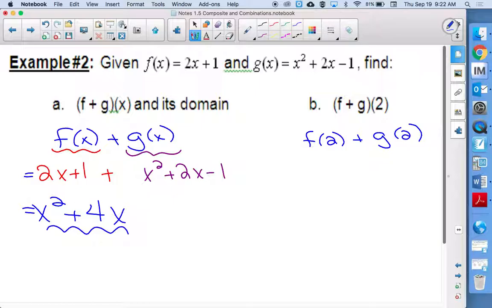Hannah? You plug in the 2 into each of the equations and add. Yeah, so she said plug the 2 into the equations to find the value. What's another way you could do it? That's one way. You can plug them into the x squared plus 4x because the operation is addition. So we already added the two equations together. You're going to get the same answer either way. So you can plug them in individually.